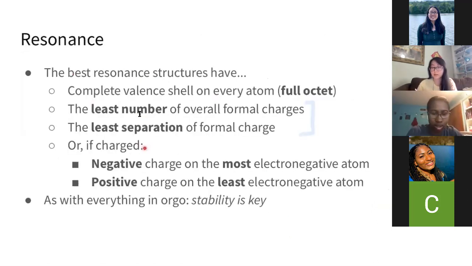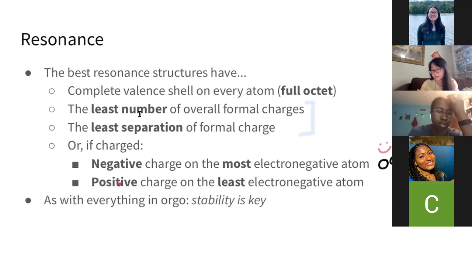And so also, if you do have charged molecules, you generally want the negative charge to be on the most electronegative atom, or the positive charge to be on the least electronegative or electropositive atom. So for example, let's say we had oxygen, it's negatively charged, carbon, negatively charged. Someone go ahead and shout out or say in the chat, which one is more electronegative, oxygen or carbon? Oxygen. Oxygen, perfect. So you're going to want your oxygen to have the negative charge. So carbon, not as favorable, oxygen, yay.